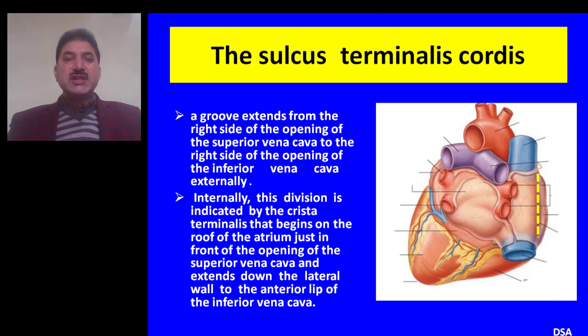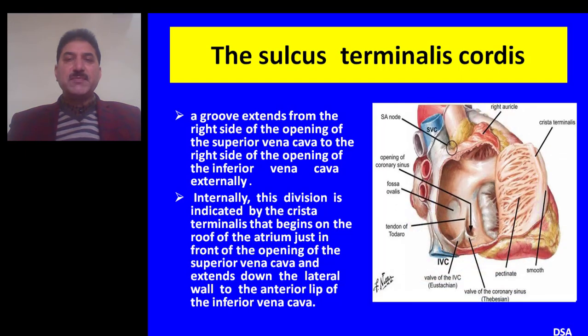Internally, this division is indicated by the crista terminalis that begins on the roof of the atrium just in front of the opening of the superior vena cava and extends down the lateral wall to the anterior lip of the inferior vena cava, as shown by this black dotted line.